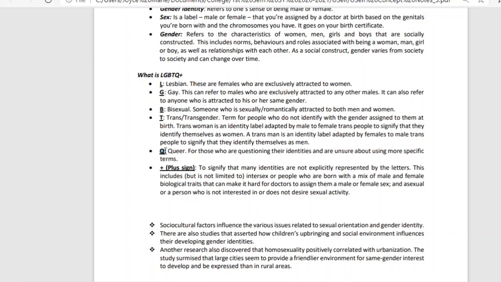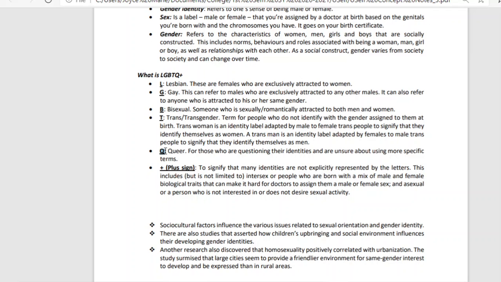Q for queer. So for those who are questioning their identities and are unsure about using more specific terms. So as you can see here in LGBTQ plus, dili lang siya naglimit sa mga tao nga that are sure of what they really like, kung asa po sila attracted, but also they cater those individuals who are unsure of their identities.